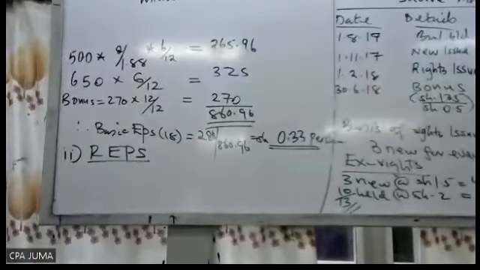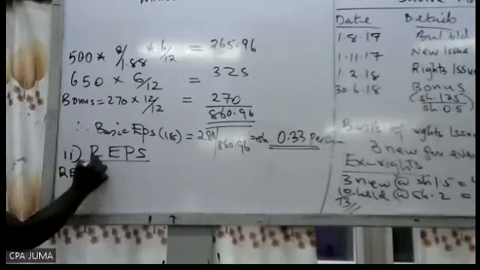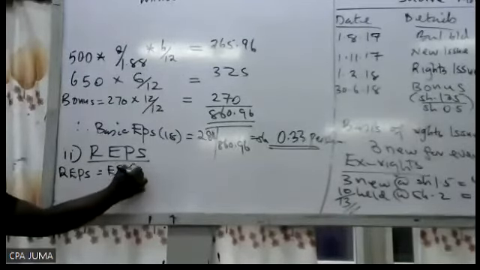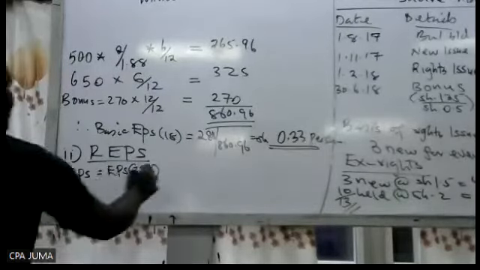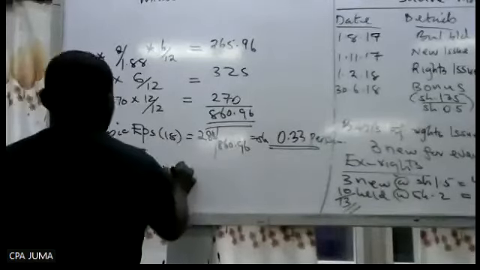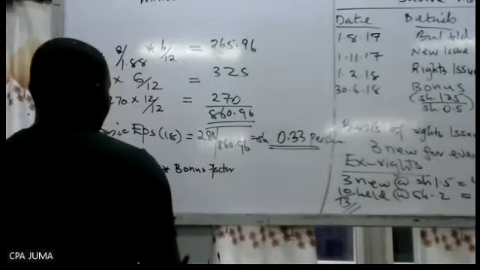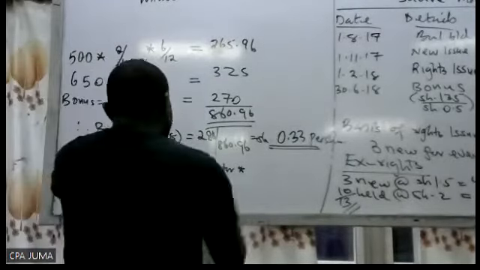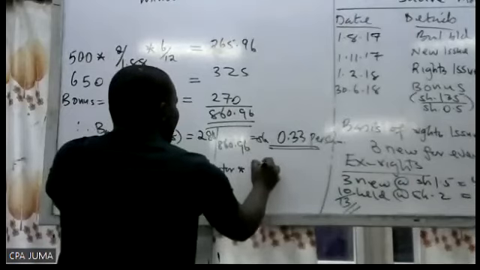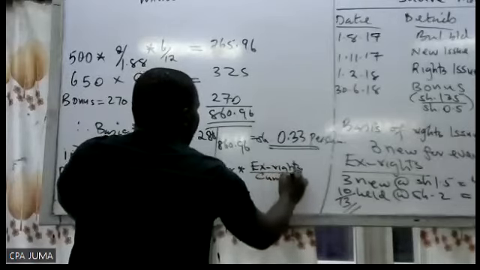So you come here and say EPS previous year. This is how I'm going to restate it. Restated EPS, I take EPS 2017 and multiply by the bonus factor, then multiply against the rights issue: X-rights price divided by cum-rights price.